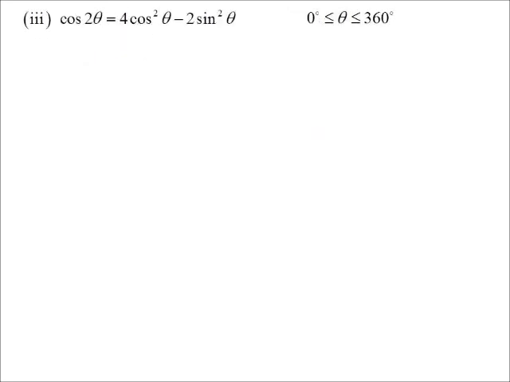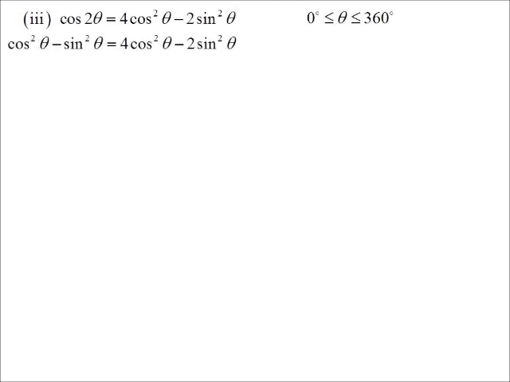So cos 2 theta is 4 cos squared minus 2 sine squared. Now we've got 3 different ones we could use for cos 2 theta. Which one will I use? I've got a mixture of cos squareds and sine squareds. I suppose one way I could do it is change everything to cos squareds. I could change everything to sine squareds. Or I could have a mixture. I decided to go with a mixture.